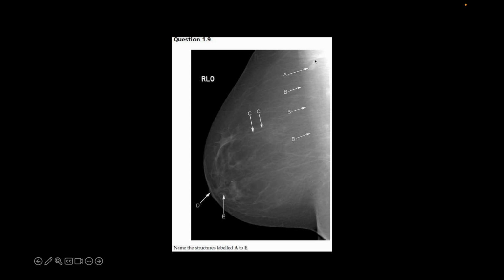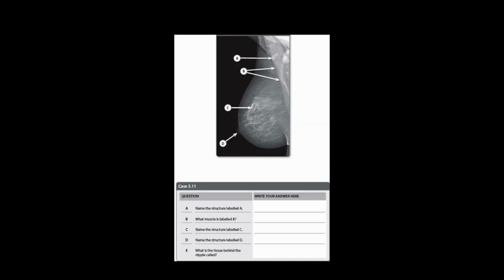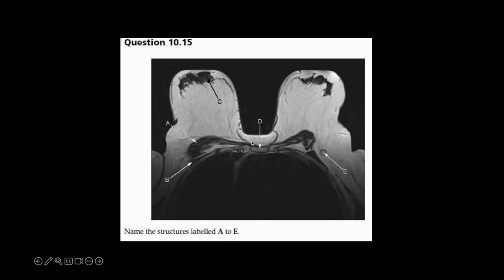Again, A is a lymph node, that's what it looks like. This is a better picture. B, they're pointing at pec major. C is a Cooper ligament or suspensory ligament of the breast. D, nipple areolar complex, or nipple is what they said. E is the retroareolar ducts. Again, lymph node, pec major. C is a blood vessel because it's got calcifications, so remember that. And then D, they're pointing at the nipple. So maybe on this one I'd go for nipple. They've asked what's the tissue behind the nipple called. Just retroareolar tissue is what it's called.